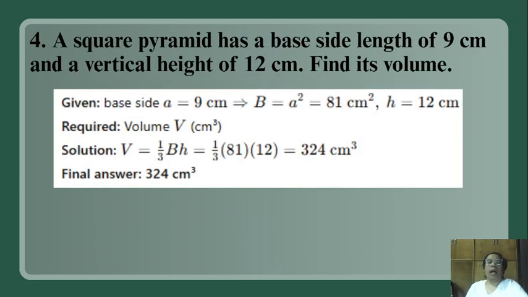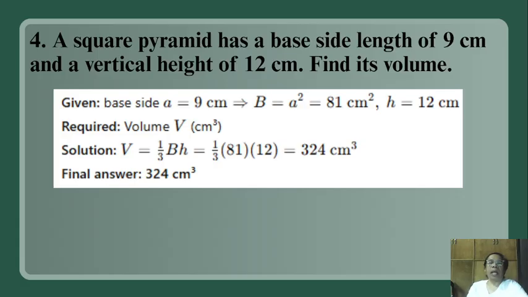Number 4. A square pyramid has a base side length of 9 centimeters and a vertical height of 12 centimeters. Find its volume. So we're given the base side a, 9 centimeters, and we can get the area of the base to be a squared. Substitute the value of a, so the answer is 81 cm². And we're given a vertical height of 12 centimeters. So we are required to obtain the volume in cm³.